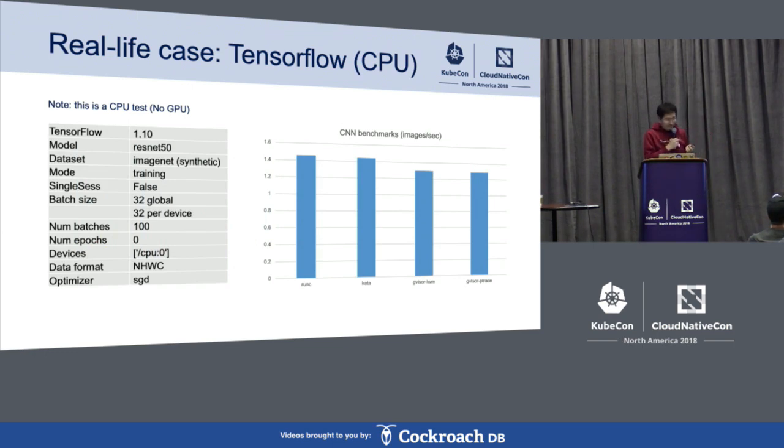Another test is about TensorFlow. This is a pure CPU test, no GPU here. We're working on the GPU support integration, but here the test is only for CPU. And this shows that both Kata and gVisor look pretty similar. So this means this test is almost purely CPU-bound, with no significant difference between the different container runtimes.